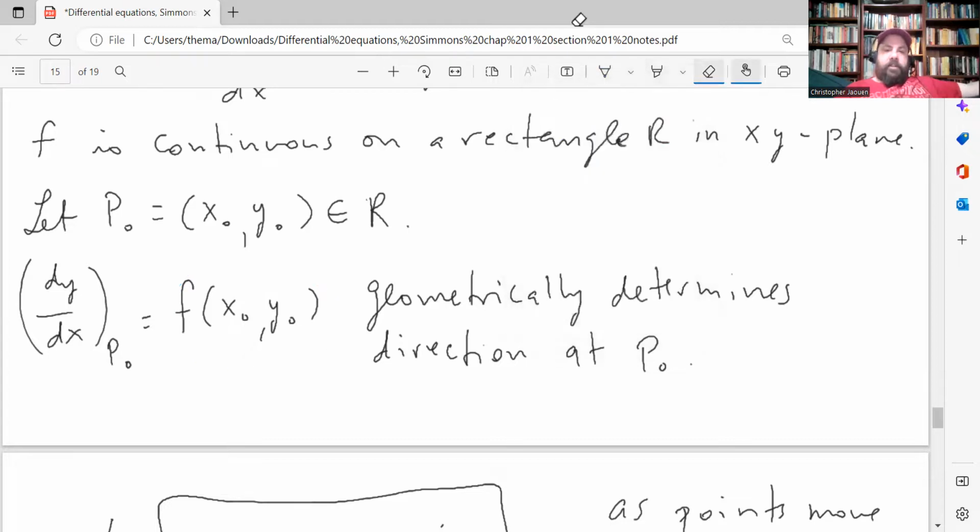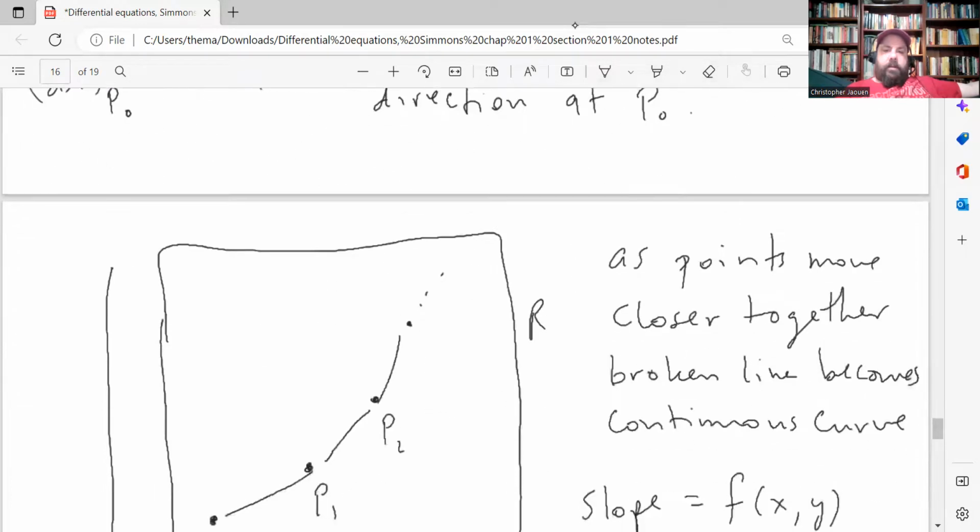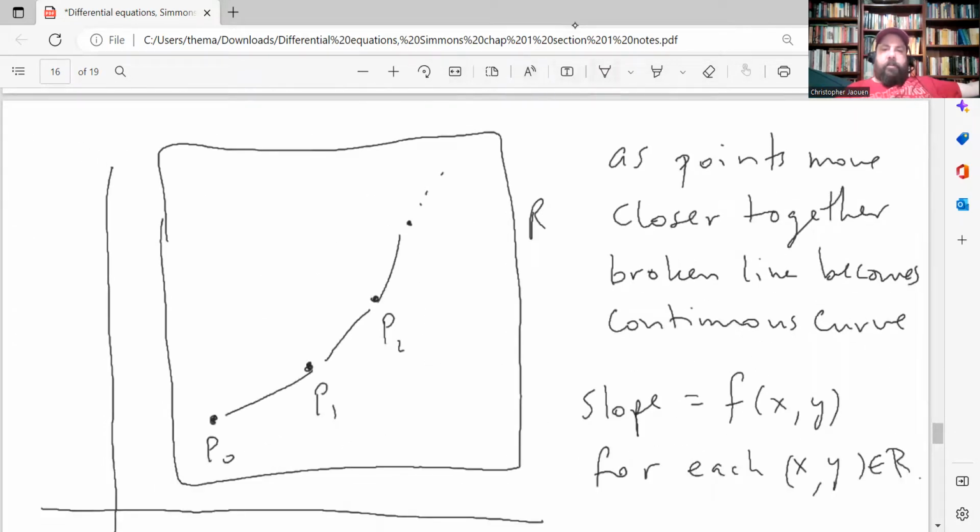So in other words, if I go down here at P0, the curve might look something like that, right? At P0, the derivative is telling you the tangent line at that point, right? The direction that the curve is headed. So it gives you a direction to go at P0 that sort of follows the curve, if that makes sense.